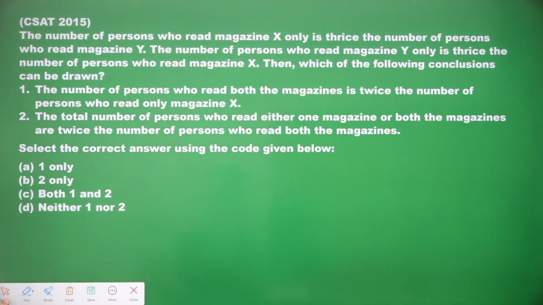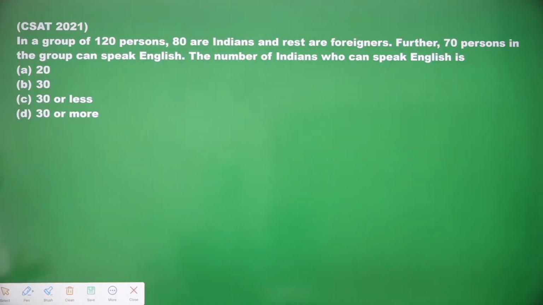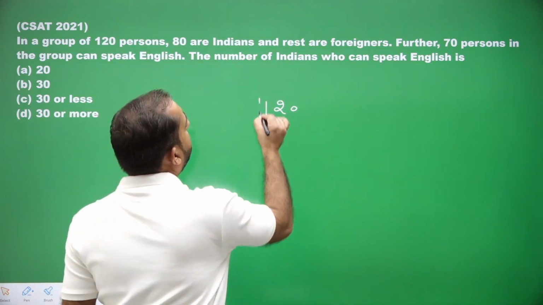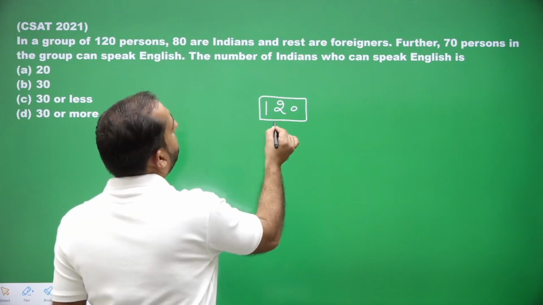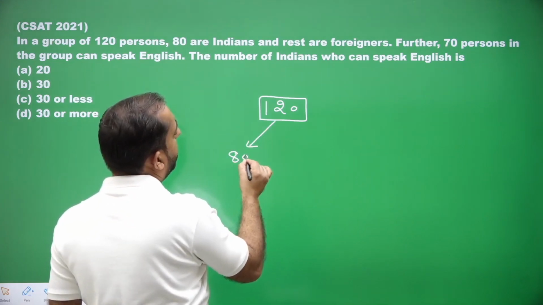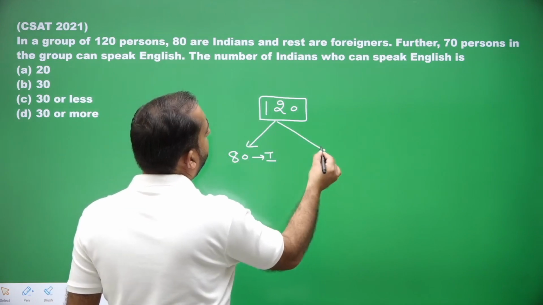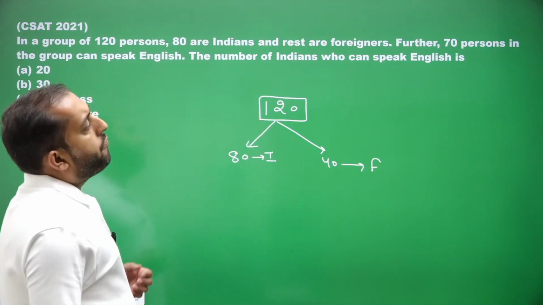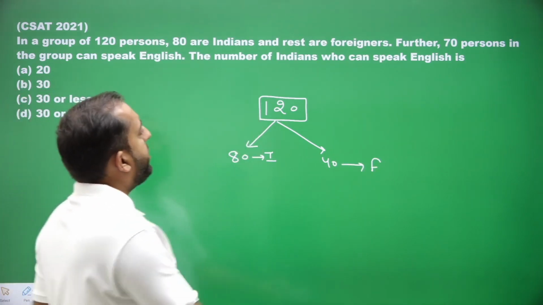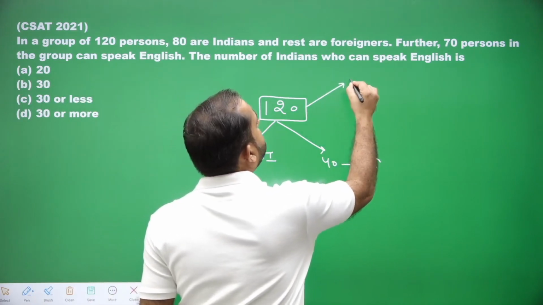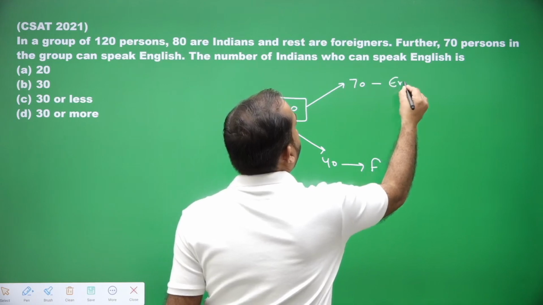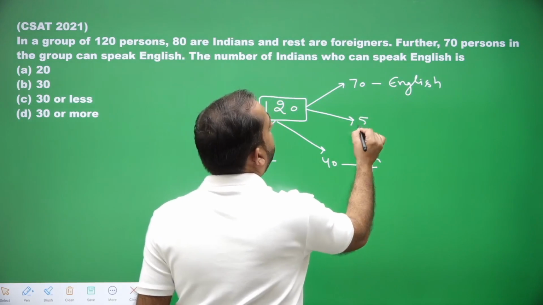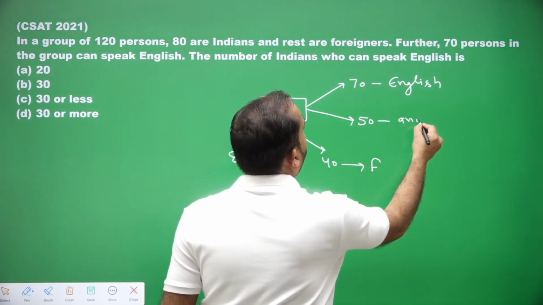Let's move on to the next question. It says in a group of 120 persons, so the total number of people is 120, and out of 120, 80 are Indians, so definitely the remaining 40 should be foreigners. Further, 70% in the group can speak English. Out of 120, 70 people can speak English. So obviously, the remaining 50 can speak some other language.